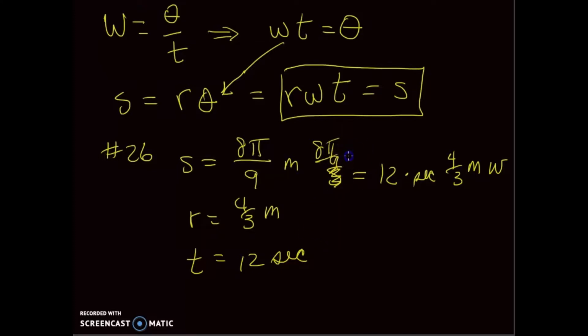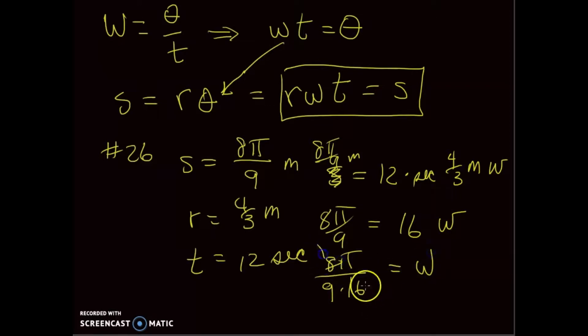So 8 pi over 9 equals, when you multiply by 12, this is really just 4 times 4, 16 omega. Divide both sides by 16. 8 pi over 9 times 16 is omega. See, 8 will go once and 8 will go twice here. So we know that pi over 18 is omega. And the units should be, since we did this in radians, radians per second.